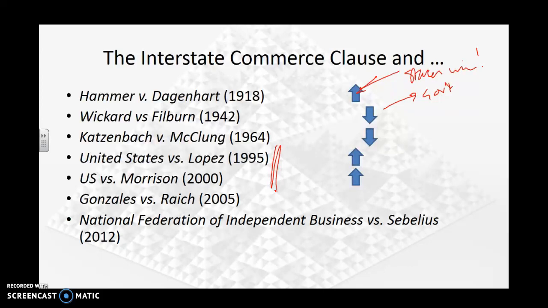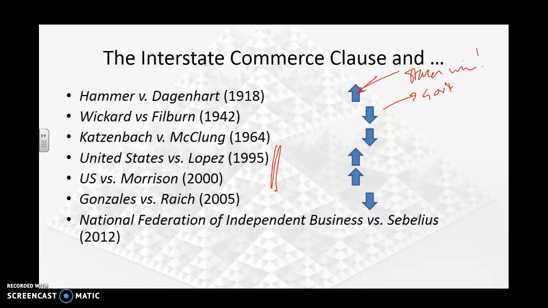Gonzales versus Raich was about drugs, and on that occasion, the Supreme Court said, yep, absolutely, you are dealing with interstate commerce there. If California deregulates its marijuana market, or decriminalizes its marijuana market, then that is going to have an interstate implication.